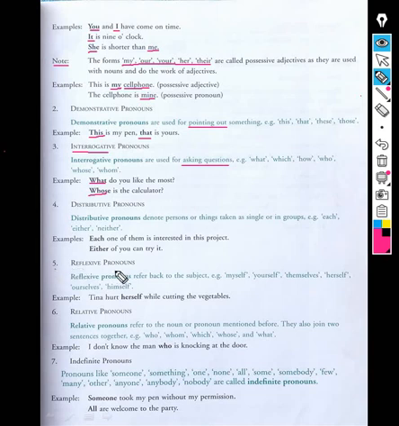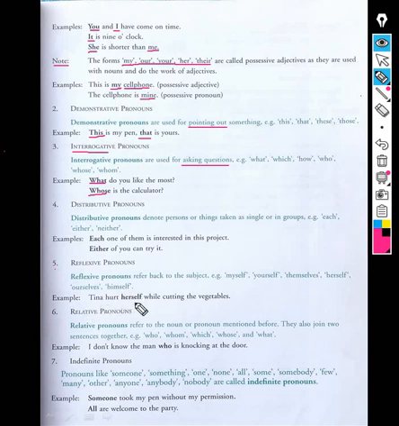Next is reflexive pronoun. Reflexive is from reflection. Reflexive pronoun refers back to the subject. The action reflects to the subject. For example, myself, yourself, themselves, herself, ourselves, and himself.